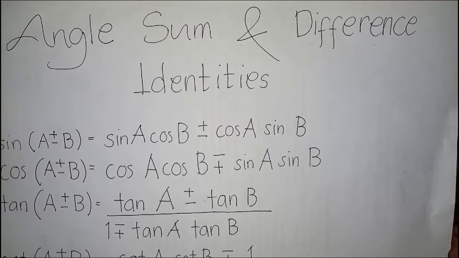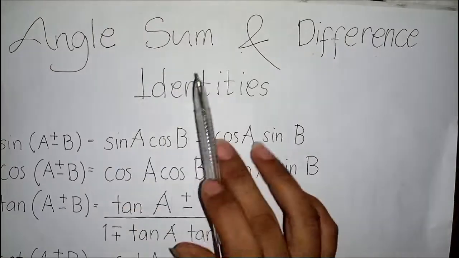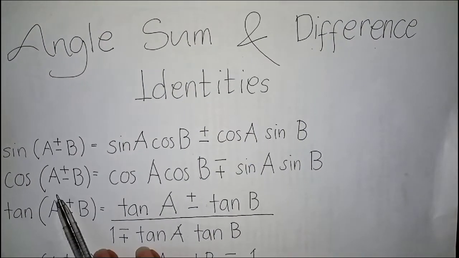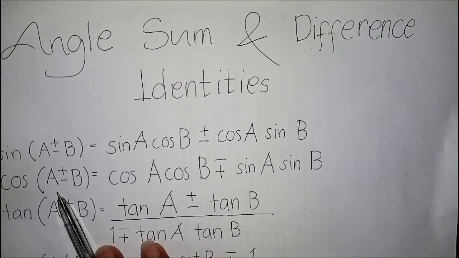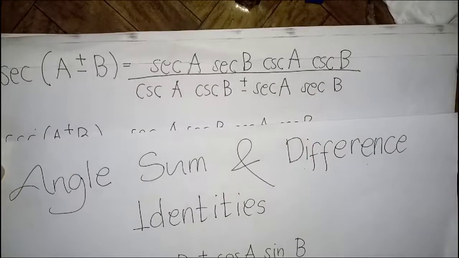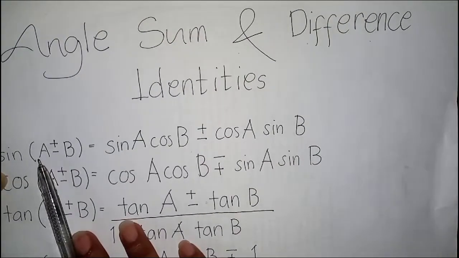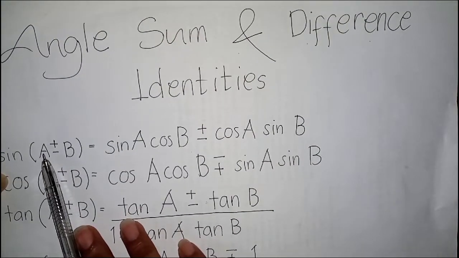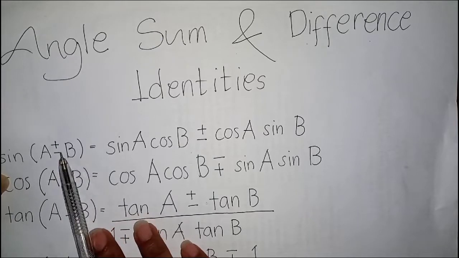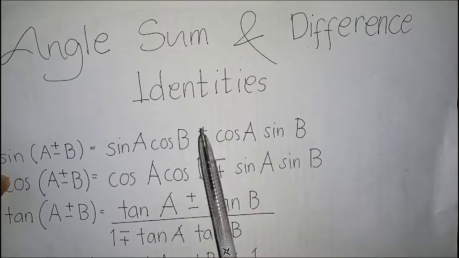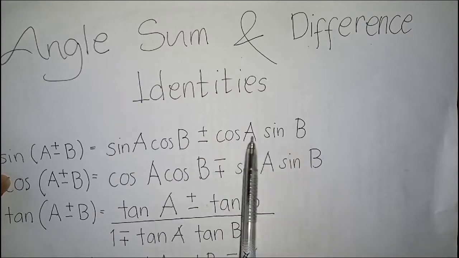Good day, everyone. So for today, let's talk about angle sum and difference identities. These are the formulas for finding the sine, cosine, tangent, cotangent, secant, and cosecant. In finding the sine, sine of the quantity a plus or minus b is equal to sine a cosine b, positive or negative, cosine a sine b.